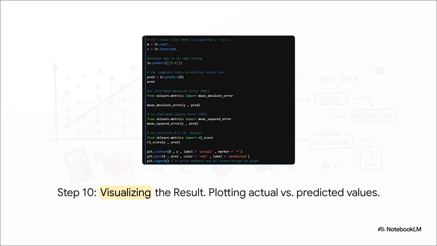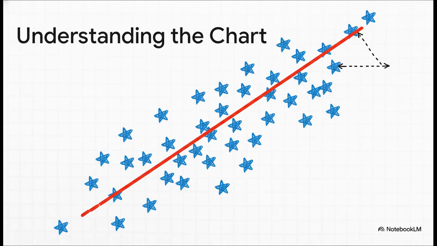Numbers are great, but sometimes a picture tells a much better story. So for our final step, we're going to use matplotlib to visualize our results. We'll plot all the real data points, and then we'll draw our model's prediction line right on top to see how they compare. And here it is.